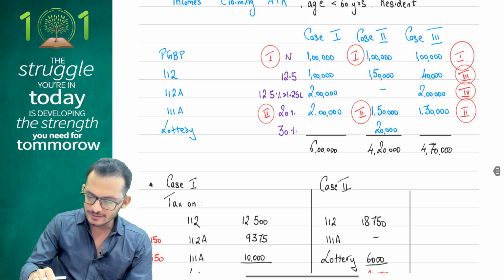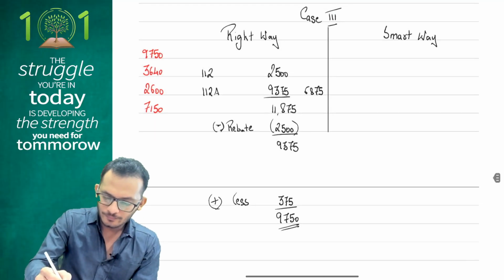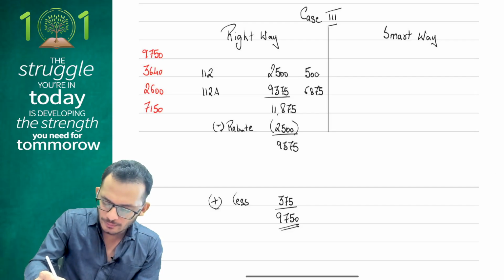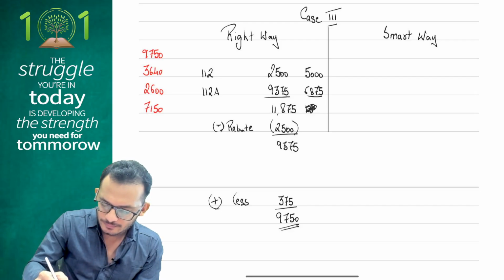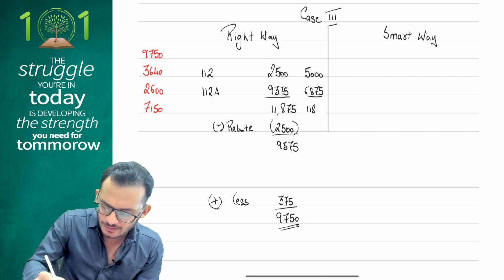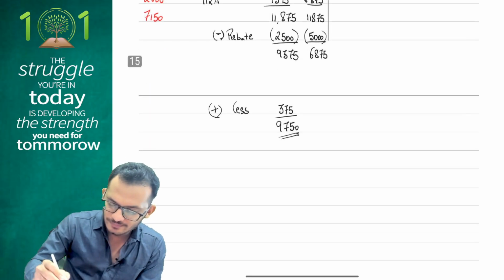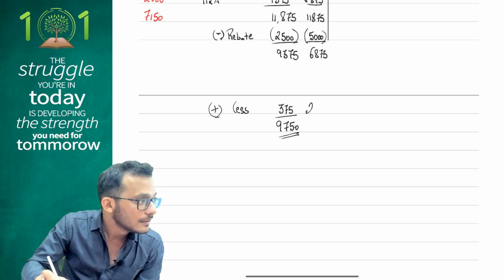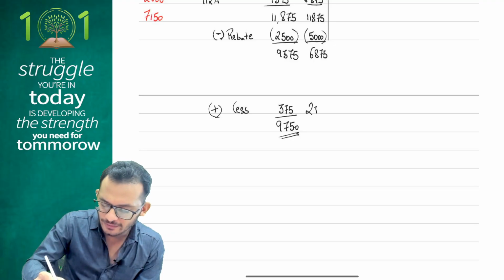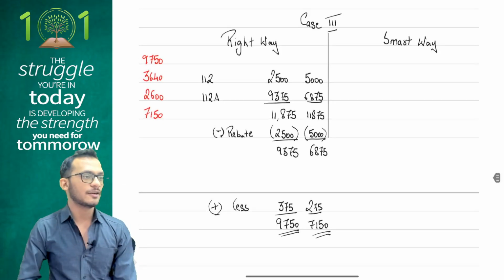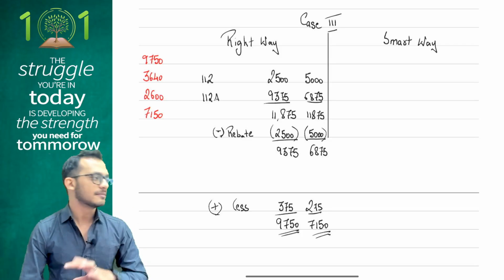And my 112 will then increase. 40,000 into 12.5% is 5,000, which is now adding up to 11,875, giving me a rebate of 5,000. Taxable number is 6,875, adding a cess on this of 275, number becomes 7,150. Tell me, people, have I done anything illegal on the second option? I just changed my order.